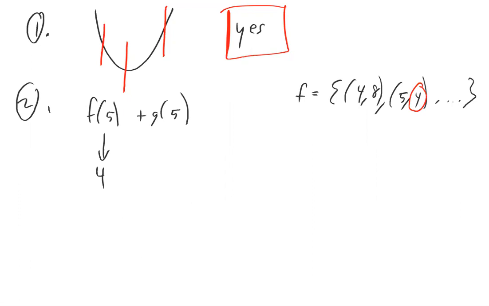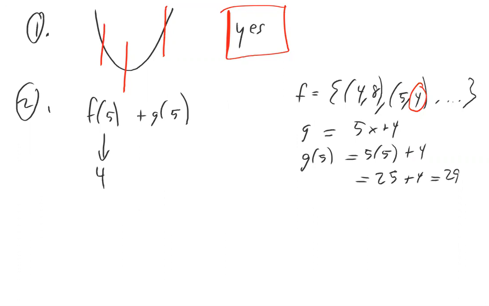Then the other formula says g of x, actually it just says g equals 5x plus 4. So if I plug in 5, to find g of 5, it'd be 5 times 5 plus 4, which is 25 plus 4. That's 29. So it's going to be 4 plus 29, and that equals 33.